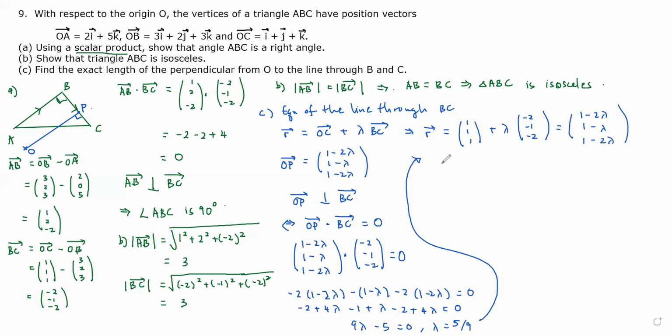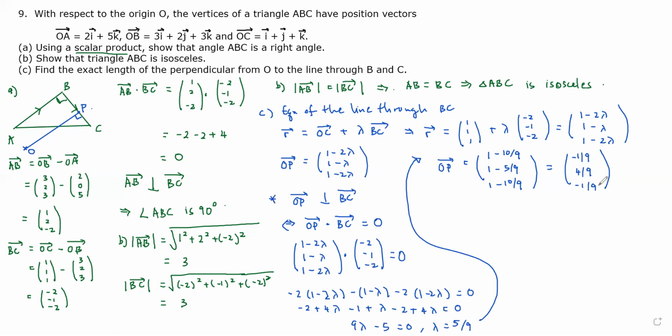Vector OP now, you replace lambda with 5/9. Then we have 1 minus 10/9, 1 minus 5/9, 1 minus 10/9. That will give us negative 1/9, 4/9, and negative 1/9. That will give us the position vector of point P, such that OP is perpendicular to BC.